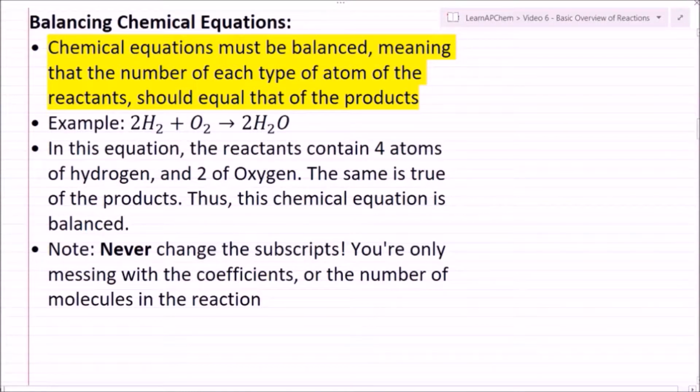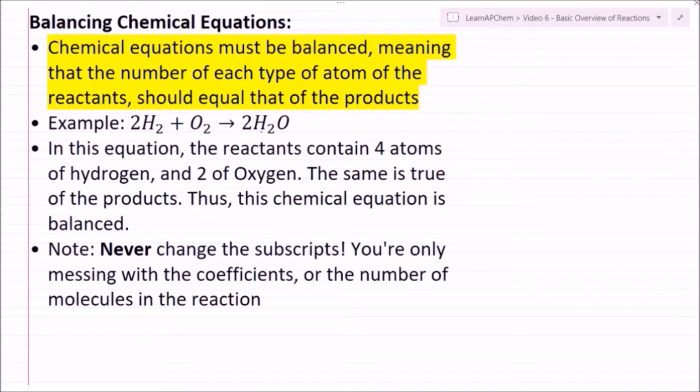Now we can see that the same is true of the products here. In our water molecule, we have 2 of them. Multiplying that by the hydrogen coefficient, we can see that we have 4 atoms of hydrogen, the same as the reactants. We can also do the same for oxygen and see that it's the same. So therefore, since we have the same number of each type of atom in the reactants as in the products, we can say that this chemical reaction is balanced.